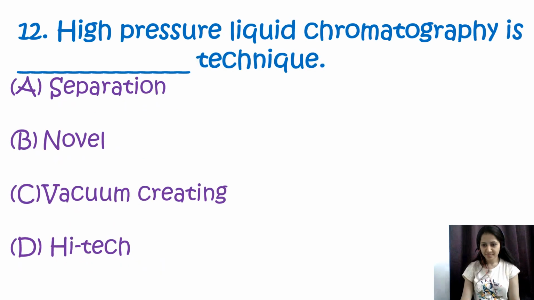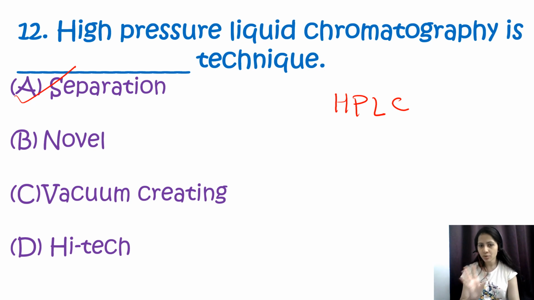Next question number 12. High pressure liquid chromatography, that is HPLC. It is a dash technique, that is separation, novel, vacuum creating, or a high-tech technique. So over here my correct option will be option number A, that is separation technique. We know that HPLC is indeed a high-tech technique, but its primary function is to separate the components in a mixture rather than being solely defined by its technological sophistication. So over here correct option will be A, that is it is a separation technique.